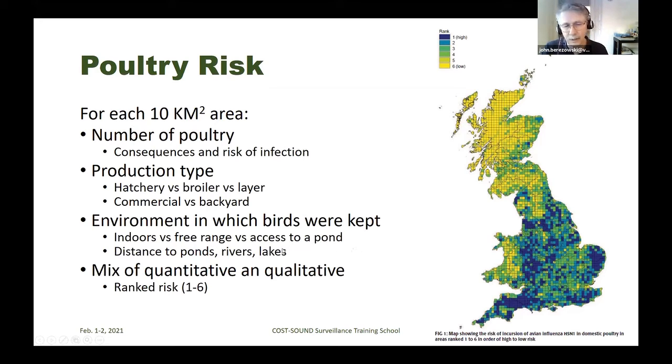In the case of commercial ducks, their distance to ponds and rivers, to natural ponds and rivers and lakes. And they used a mixture of quantitative and qualitative metrics to rank the 10 square kilometer areas from 1 to 6. And here is the map that they produced from this. So this was the blue is high risk areas and yellow is low risk areas.